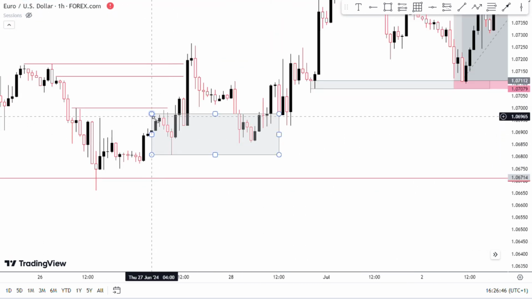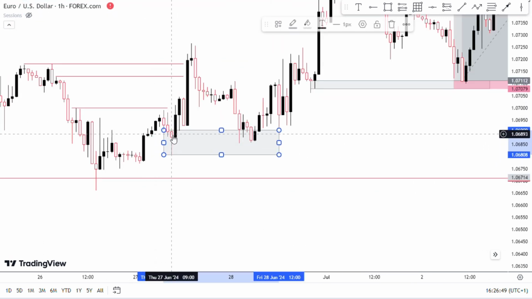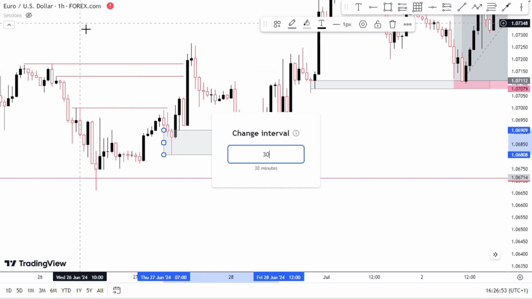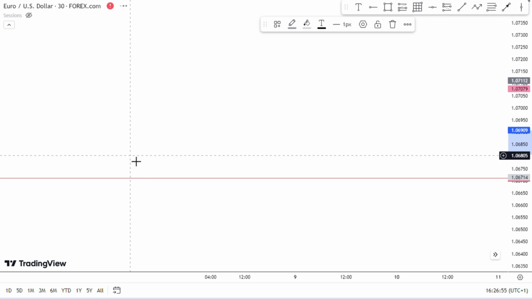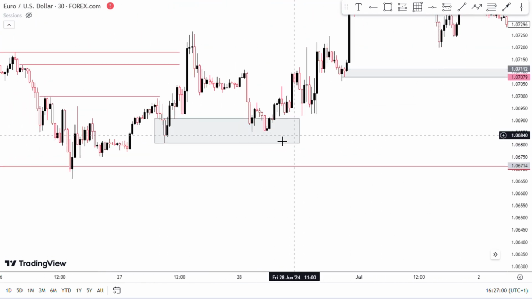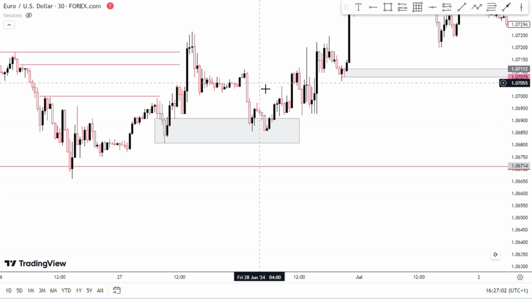So on 1 hour time frame, you can reduce the order block to this order block here. Can you see the order block? This is the last bearish candle. So from 1 hour time frame, let's check 30 minutes time frame. On 30 minutes time frame, okay, it's still the same order block.